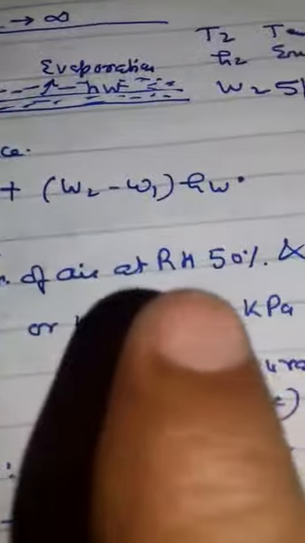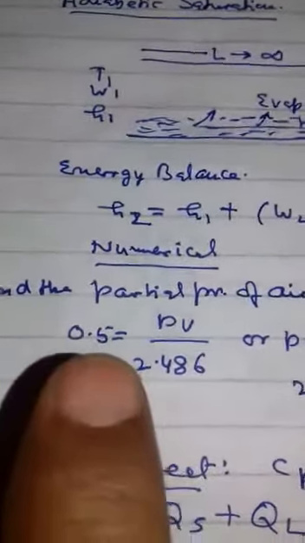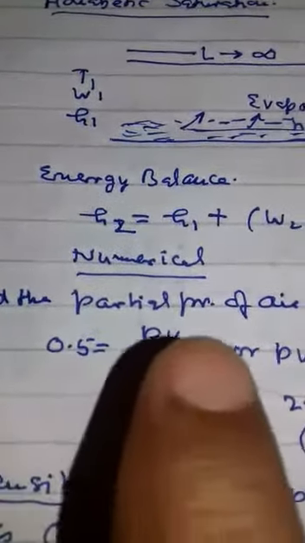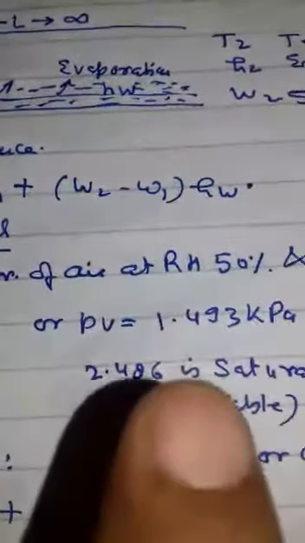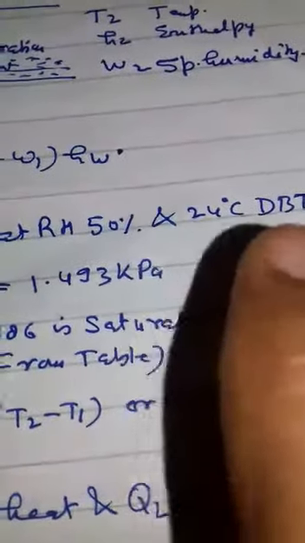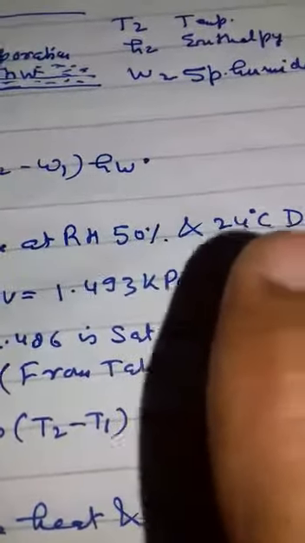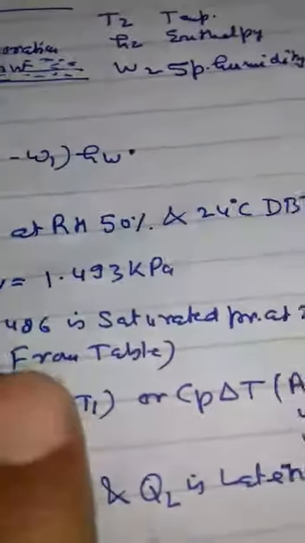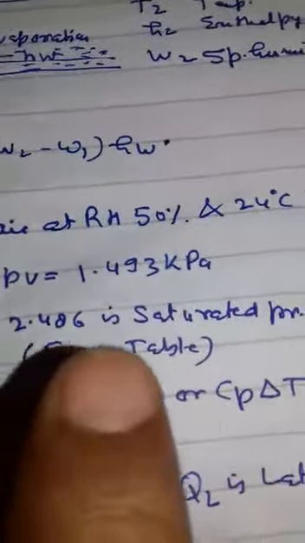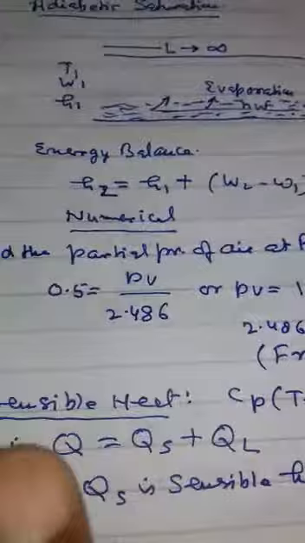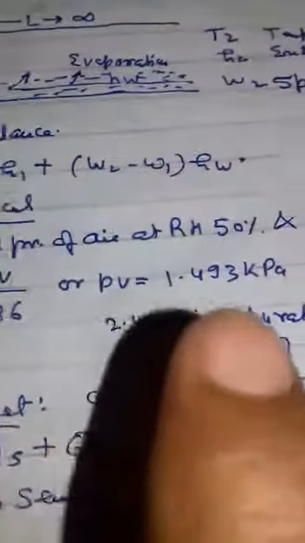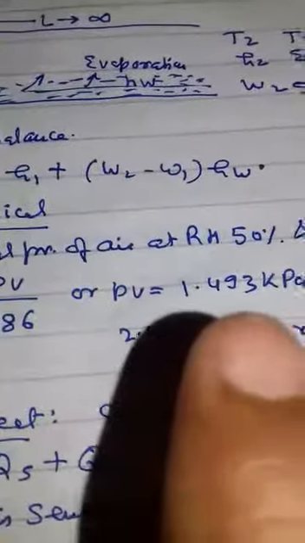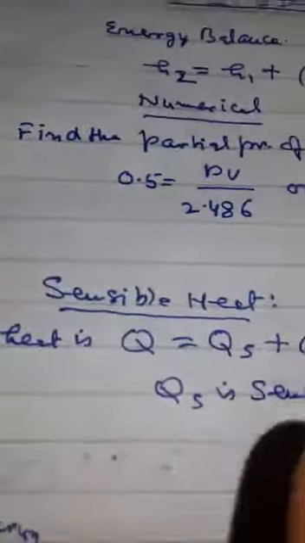Find the partial pressure of the air at RH 50% and 24 degree centigrade DBT, dry bulb temperature. So we are given RH as 0.5, we have to find PV, and the dry bulb temperature is 24 degree centigrade DBT. At this temperature we can find out the pressure from the steam table. Saturated pressure we will get directly from the steam table, that is 2.486 saturated pressure at 24 degree centigrade DBT. So we can get the value of PV, we can calculate, and that is coming 1.493.